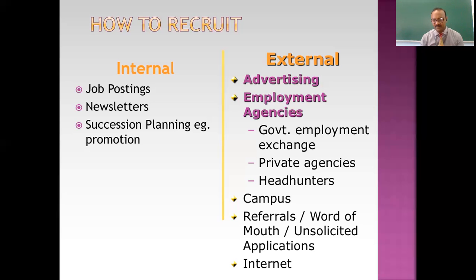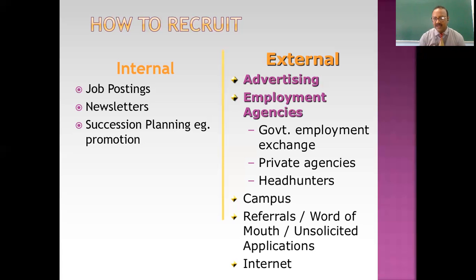So you can find out. But whichever source of advertising or whichever medium you are choosing, you will have to make sure that it reaches a big number, a vast pool of potential candidates. Okay? If you just put up an advertisement in a newspaper which is not read by potential candidates who want to work in your organization, it makes no sense. Right? So you should be aware of this.